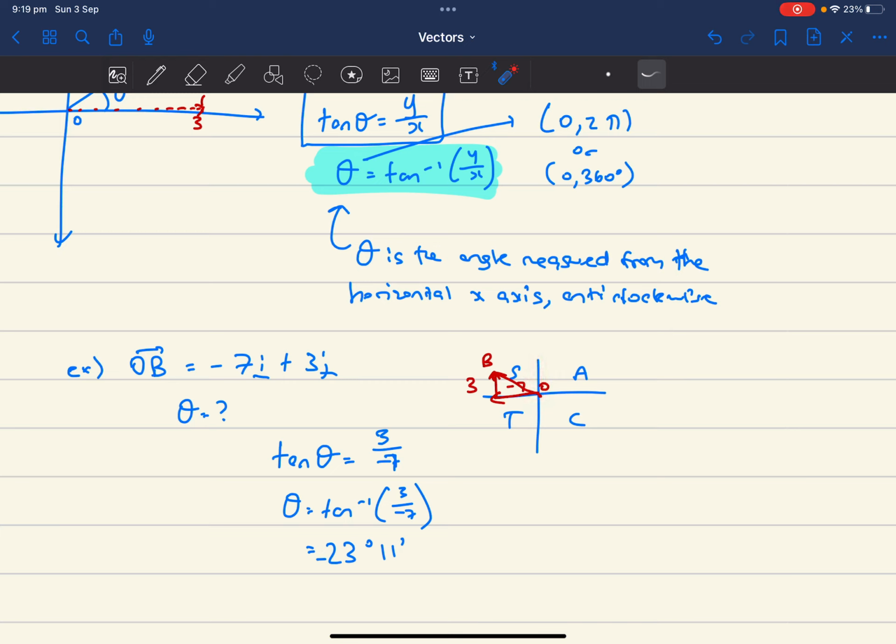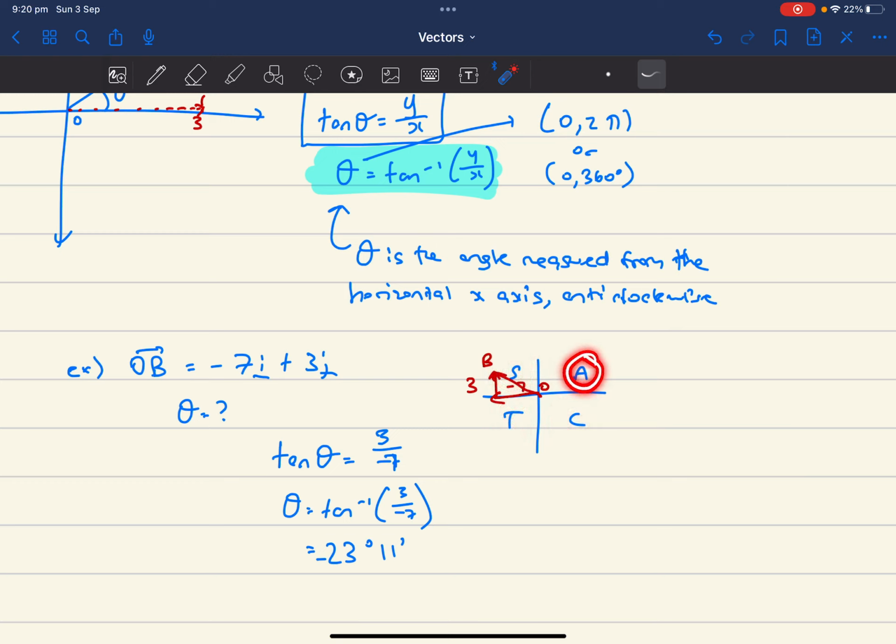What you can do is, if you use your ASTC graph, I can see that for tan theta, I get a negative value, right? Which means that if it's negative, it cannot be in here, cannot be in here. It has to either be in S or C, right? Because that's how ASTC works.